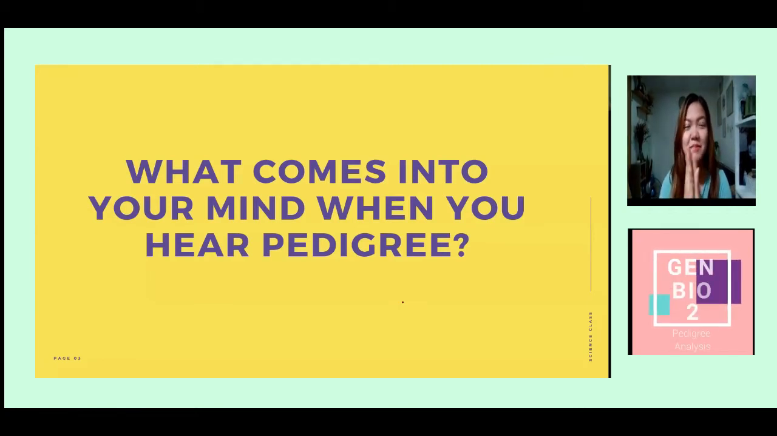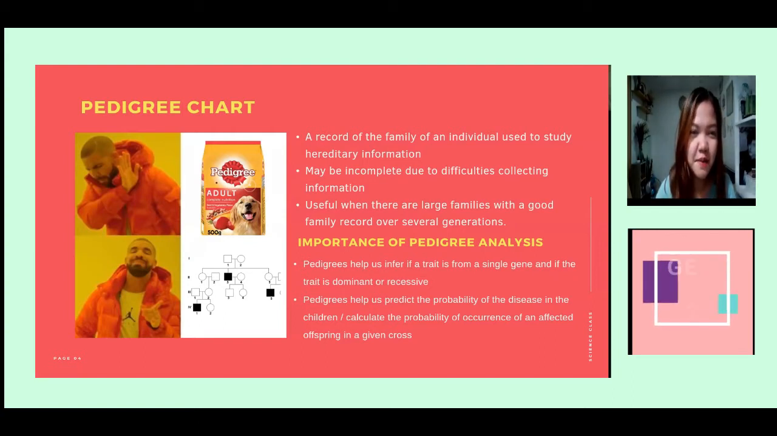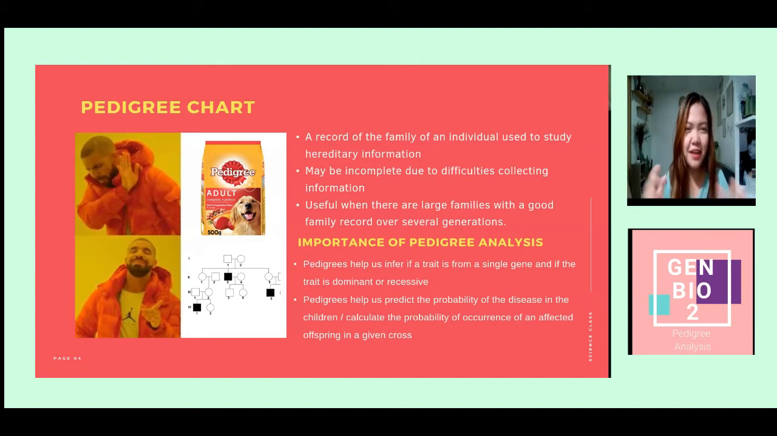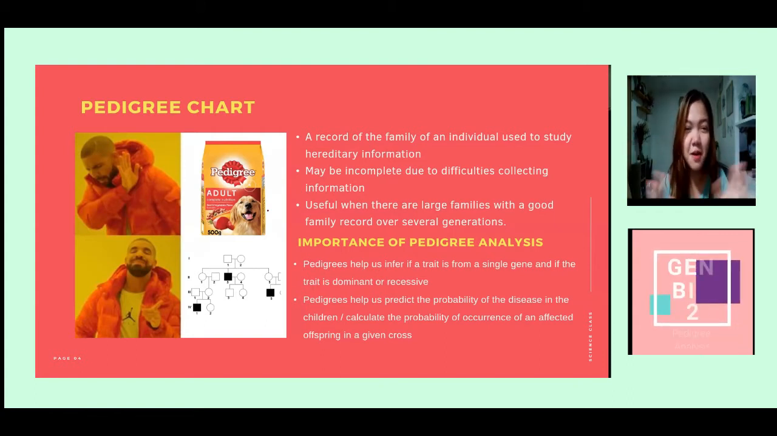So now, let me ask you this question. What comes into your mind when you read pedigree? I'll give you 3 seconds to think. So that's 3 seconds. Okay. I think most of you thought of pedigree dog food. This is food for our fur babies, but no, we will not talk about that.